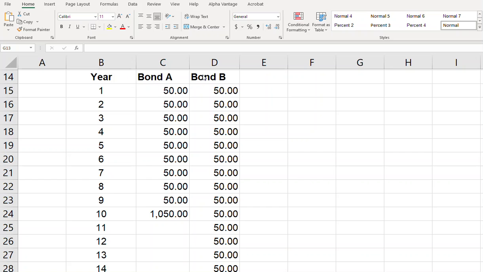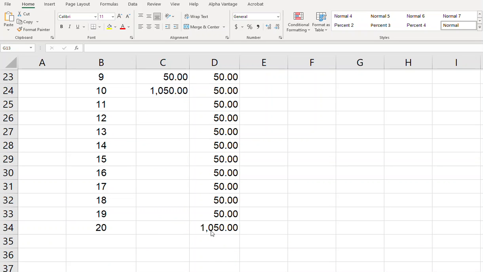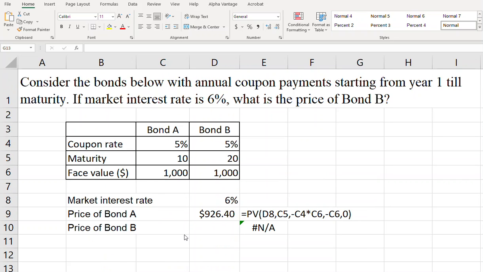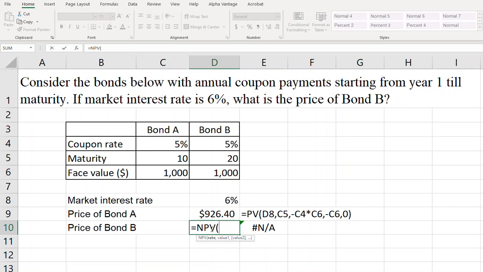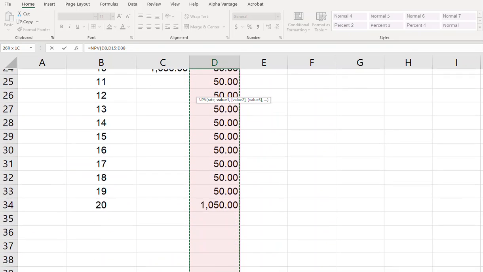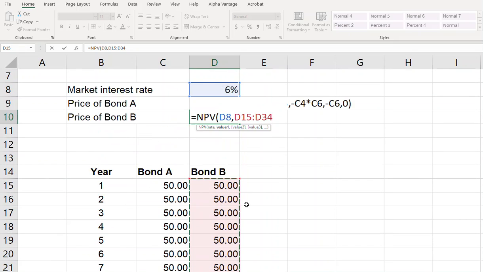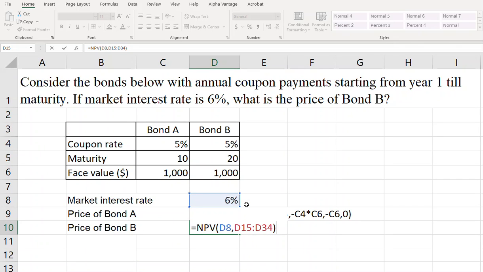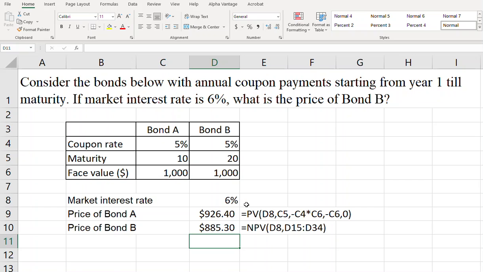So you can see here we have bond A and bond B. The difference for bond B is we get $50 every year, and then at the end of 20 years we get our $50 plus the $1,000 lump sum back. So what we can now do for bond B is use an NPV function. We're still going to discount at the market rate, but now we're going to collect these cash flows. So we're going to collect that whole series. We'll then close the parenthesis, and you can see that we now valued this bond at $885.